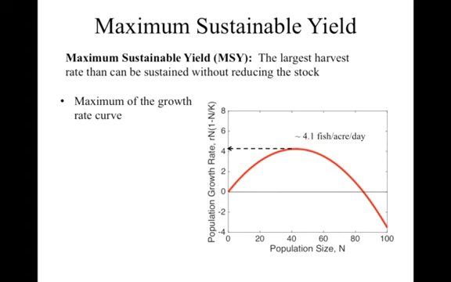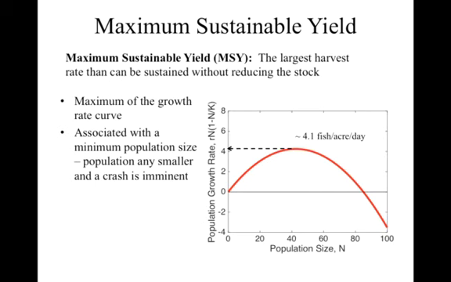So in this particular case, my maximum sustainable yield looks like it's about 4.1 fish per acre per day. And if I harvest at exactly that level, then I will have some sort of intermediate population size that I can sustain forever and ever and ever. And again, this is associated with the minimum population size that I can possibly push the stock to without causing this fatal crash in the fish population.